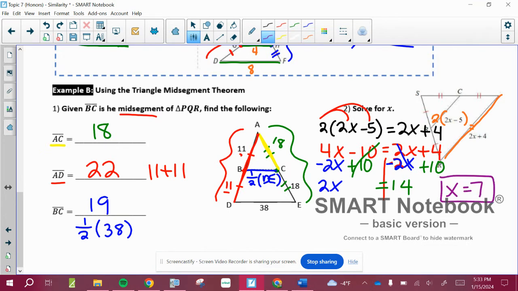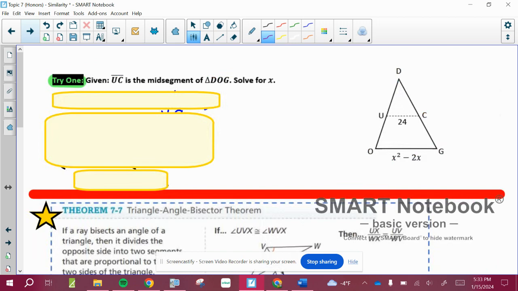Okay. So that's how we can use the triangle mid-segment theorem to solve for missing sides or to solve for x to set up our equation. So on the back side of this note sheet, I want you guys to try this one. Because of that x squared, you will have a little factoring in there. So go ahead and first set up your equation if you know that UC is the mid-segment of that triangle. So how does that relate to that parallel side OG?